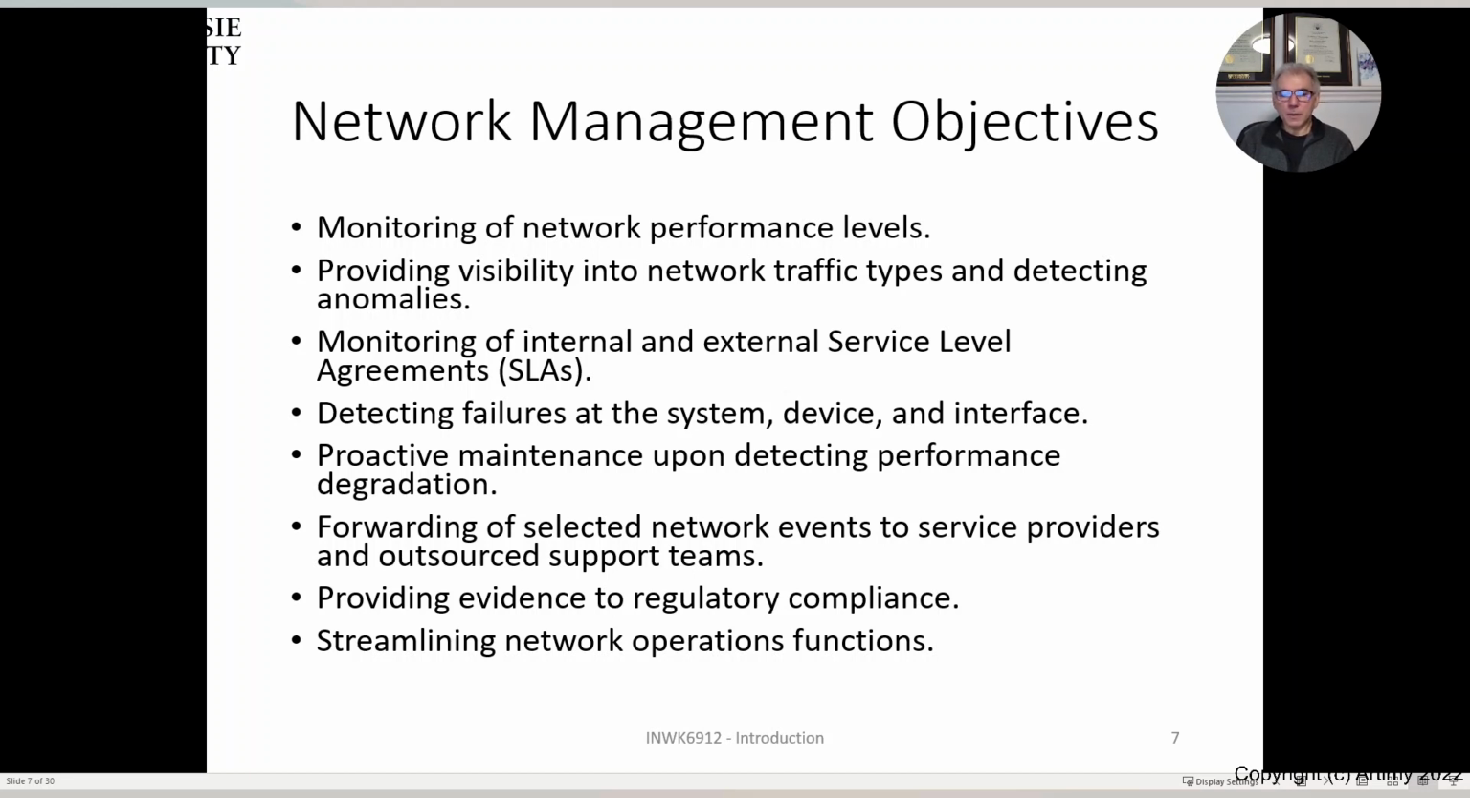The last objective is streamlining network operations functions. This is mostly how to change things, how to upgrade things. We'll talk about that when we talk about change management and other similar operations. If I want to upgrade the network, is this something that I can do in the middle of the day, or is it something that has to go through a process, right?